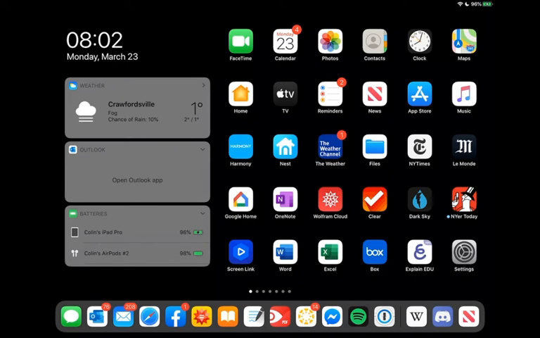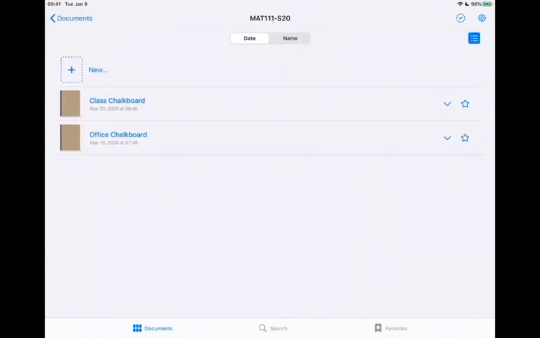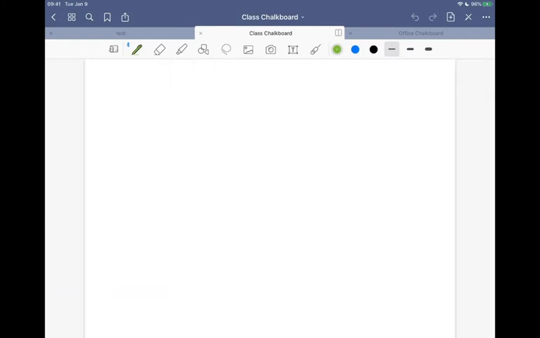Let's just double check. Yep, here we go. All right, so we're going to start something kind of new today, so go to a new page. So today's 23 March. Oops.